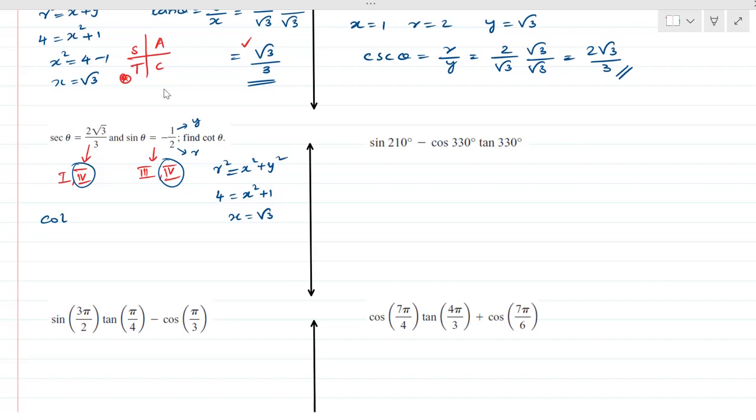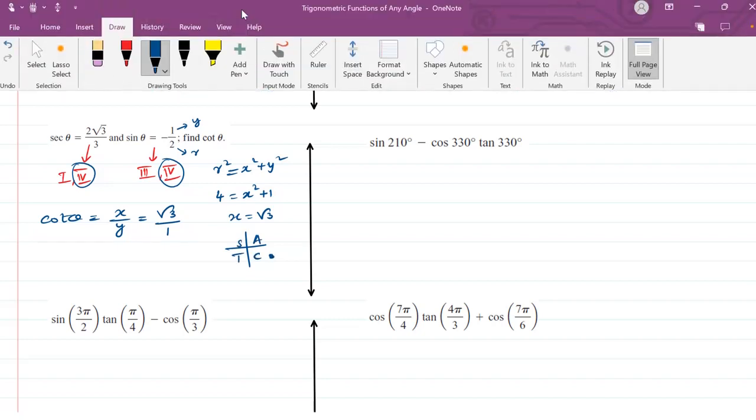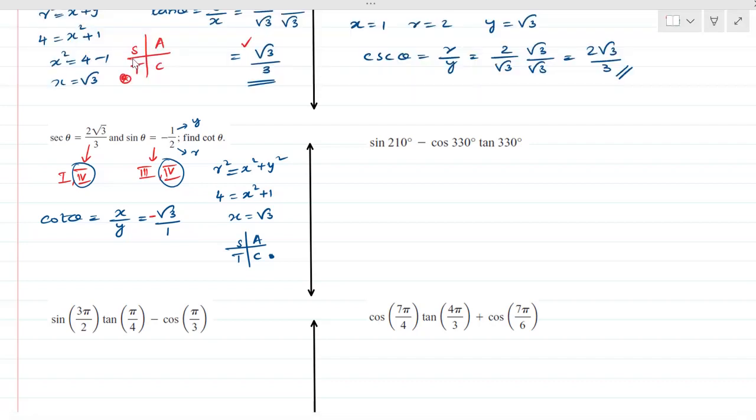What about the cotan theta? Cotan theta is x over y. What is the x value? Root 3 over y. Y value is 1. Since it is in the fourth quadrant, all S T C. Therefore, in the fourth quadrant, cosine is positive, cotan is negative. So cotan is negative.